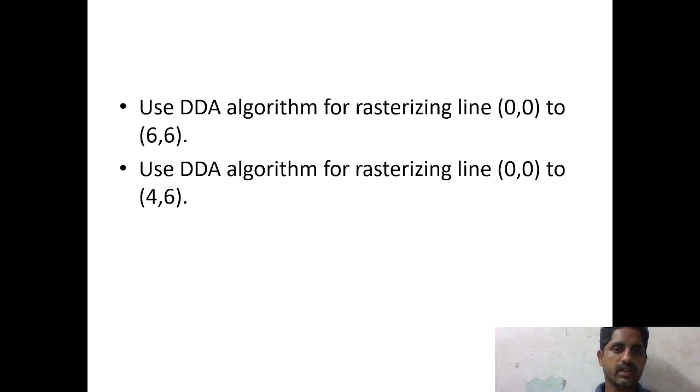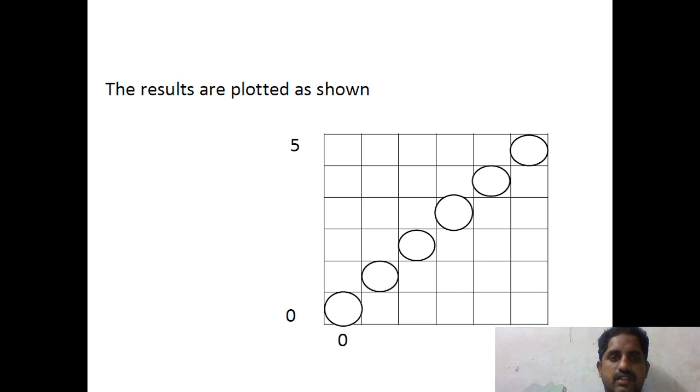For example, you have to take rastering the lines (0, 0) to (6, 6) and also (0, 0) to (4, 6). We can implement it. See, the results are plotted like that. This is the result of the particular example, this is the line drawing. We can draw the plotted type.